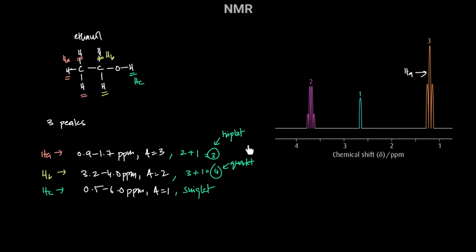HB is split into a quartet. Relative area is 2. So this is HB. It's a quartet with a relative area of 2 in the range 3.2 to 4 parts per million. So here's roughly 3.6, 3.7 parts per million. And then HC, very wide range because it's an OH proton, okay, but it's a singlet. So the proton that's left over is HC.